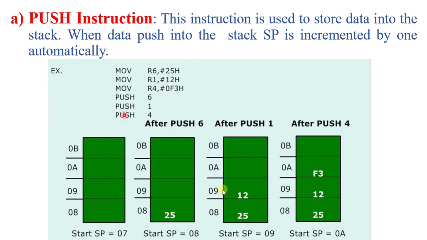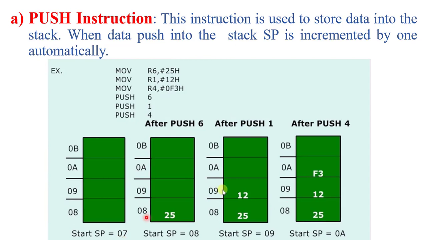Now the push instructions. The first push instruction is PUSH 6. This instruction tells that push the content of the R6 register into the stack area. We know that when the 8051 microcontroller is initialized, the stack pointer contains the value of 07H, or we can say that the stack pointer points to the initial value, that is 07H. This is the default value of the stack pointer. And if we want to push any data into the stack, this stack pointer is incremented by 1.